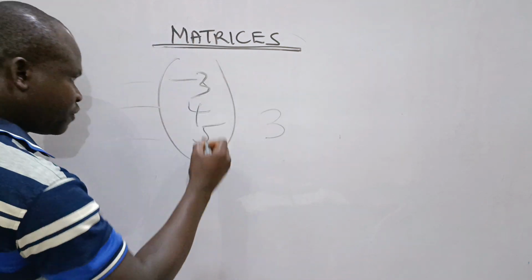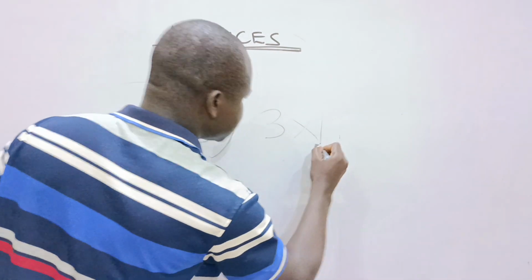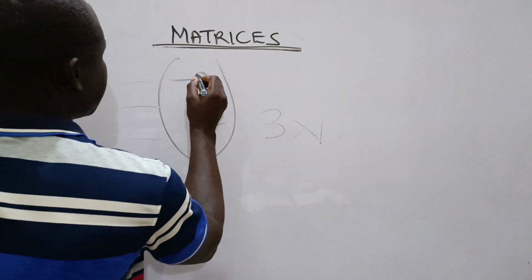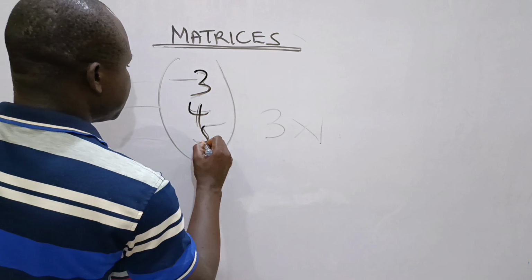How many columns? We have just 1 column. So this is 3 by 1. What we have on the board is called a 3 by 1 matrix, and that type of matrix is called a column matrix.